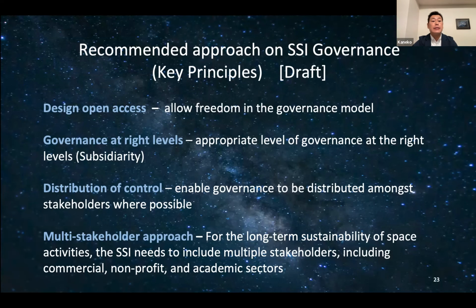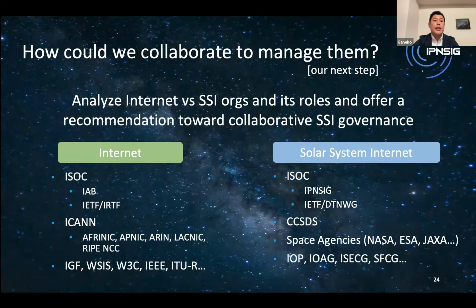And let's see, let's go to the next page. So that's basically how far we've gotten at the working group. And our next steps at the working group is to assess how we could collaborate to manage them. In the internet, there are various entities that support the internet, like ISOC and ICANN and regional registries and many other forums. And they also have their roles of sustaining the governance of the internet. And what about the SSI? We have the CCSDS and of course the space agencies and many other groups and forums. And of course, STINT is a fantastic venue to promote the DTN technology.